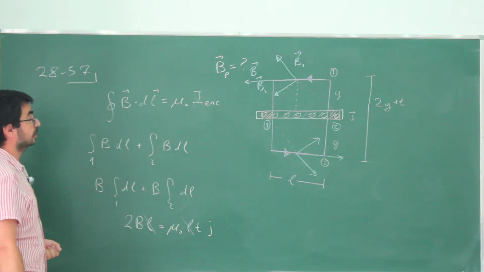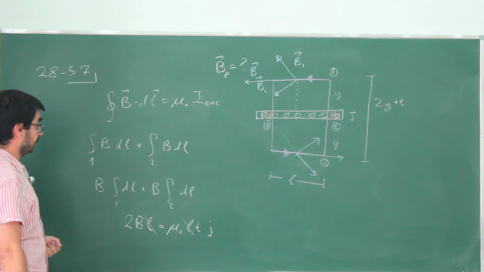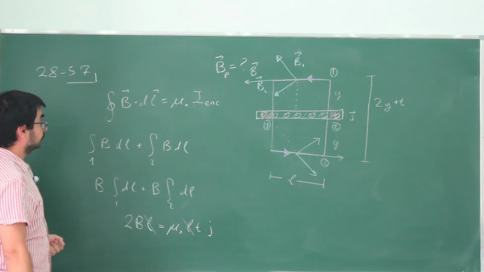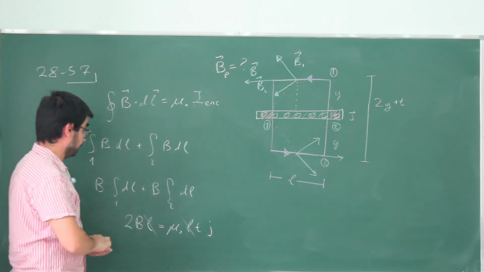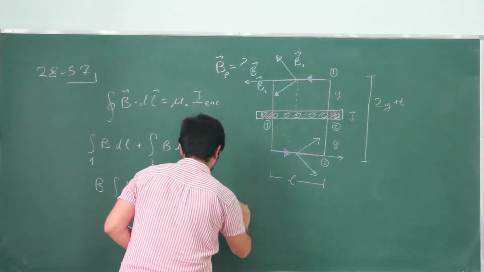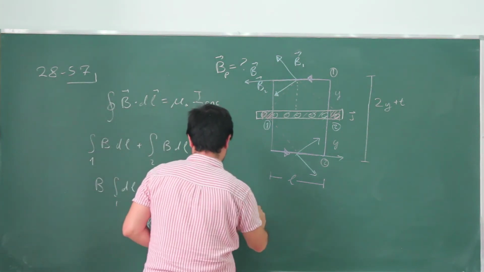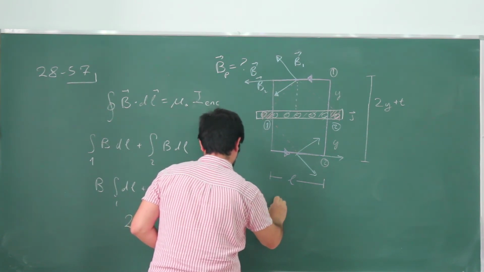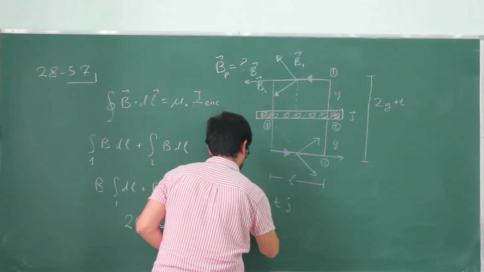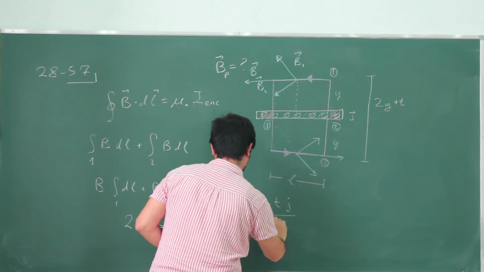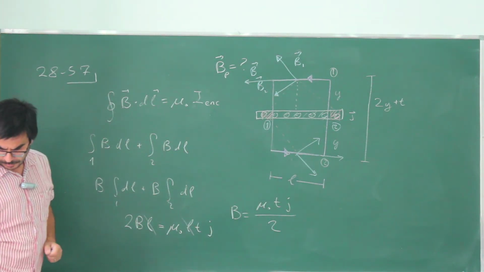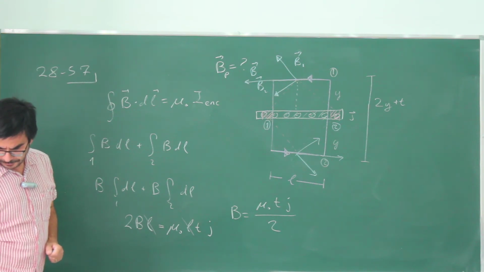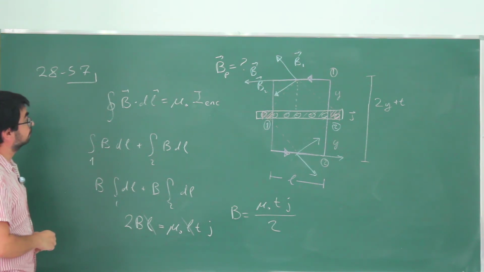As you would expect, the L's cancel because that was our hypothetical loop. The answer should not depend on what we chose as the size of our loop. It's also independent of y. The y never shows up, and B is going to be mu naught T J over 2. That seems to be the case.